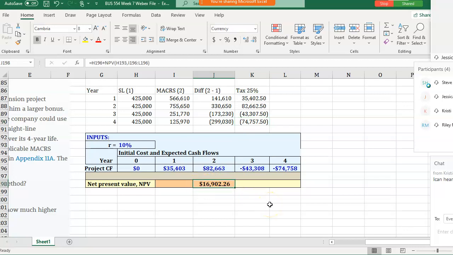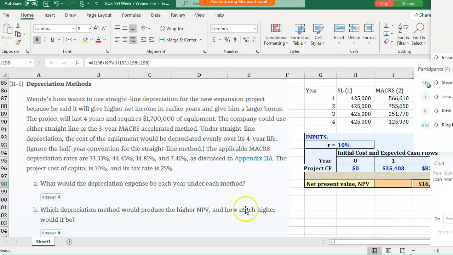This is me running the analysis. If I'm the person here, I forget her name already, Wendy, I would go to my boss and say, we're going to save 17 grand of NPV here if we use MACRS.